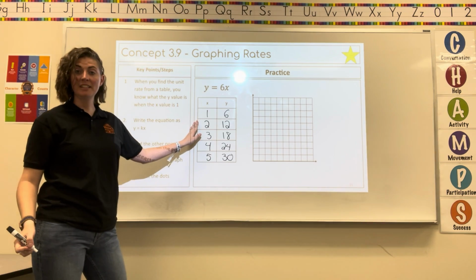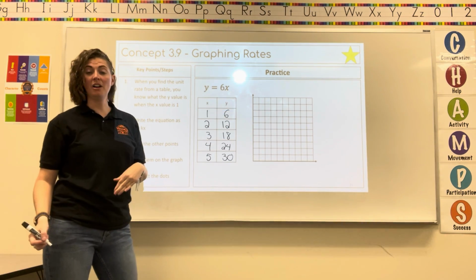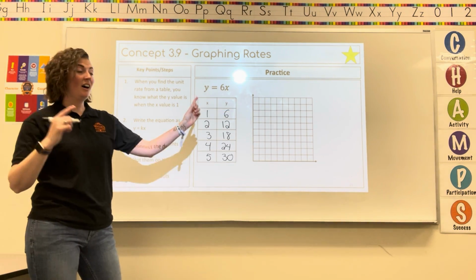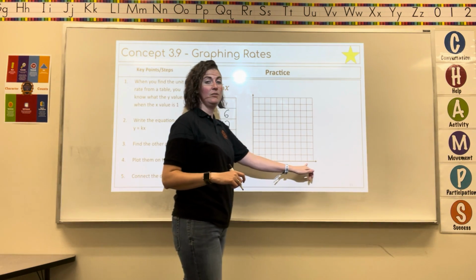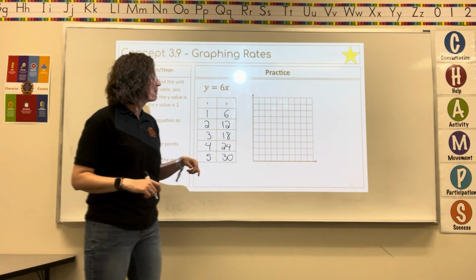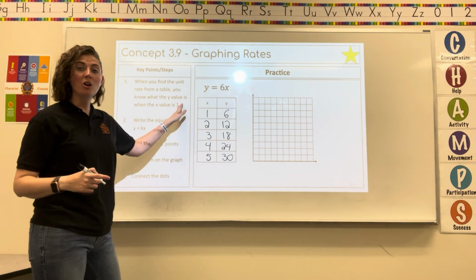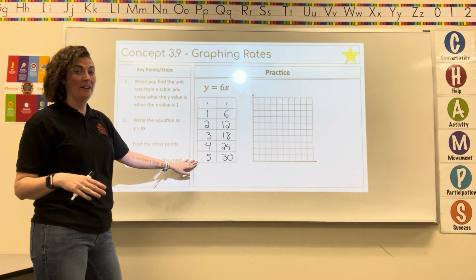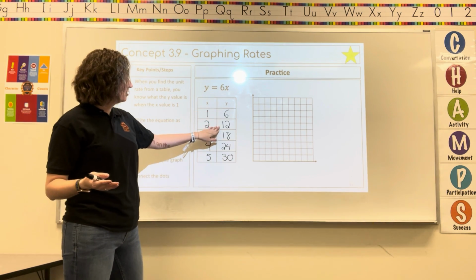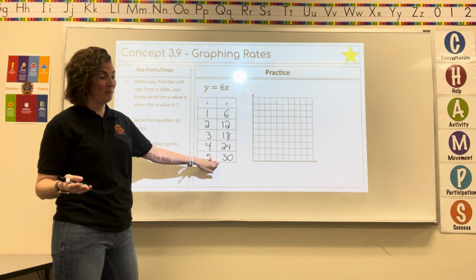Now that we have our chart filled in and we know what our x and y values are, we can plot those on our graph. Now our graph does not have any values listed for the x and y axis. That's because our values don't increase at the same rate. X increases by a value of 1, but y is increasing by 6 each time.